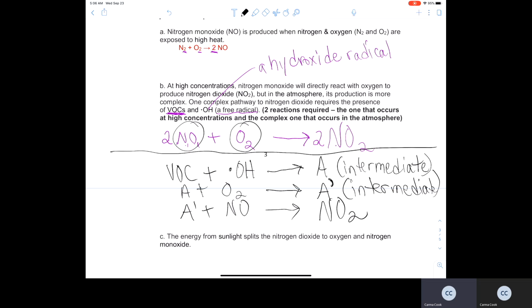But what you'll have is the A intermediate that was produced in the first step, it gets consumed in the second step. And then the A prime intermediate that gets produced in the second step gets used up in the third step. And so in the end, you have your O2 and NO combining via these intermediates to get you your final product, NO2.